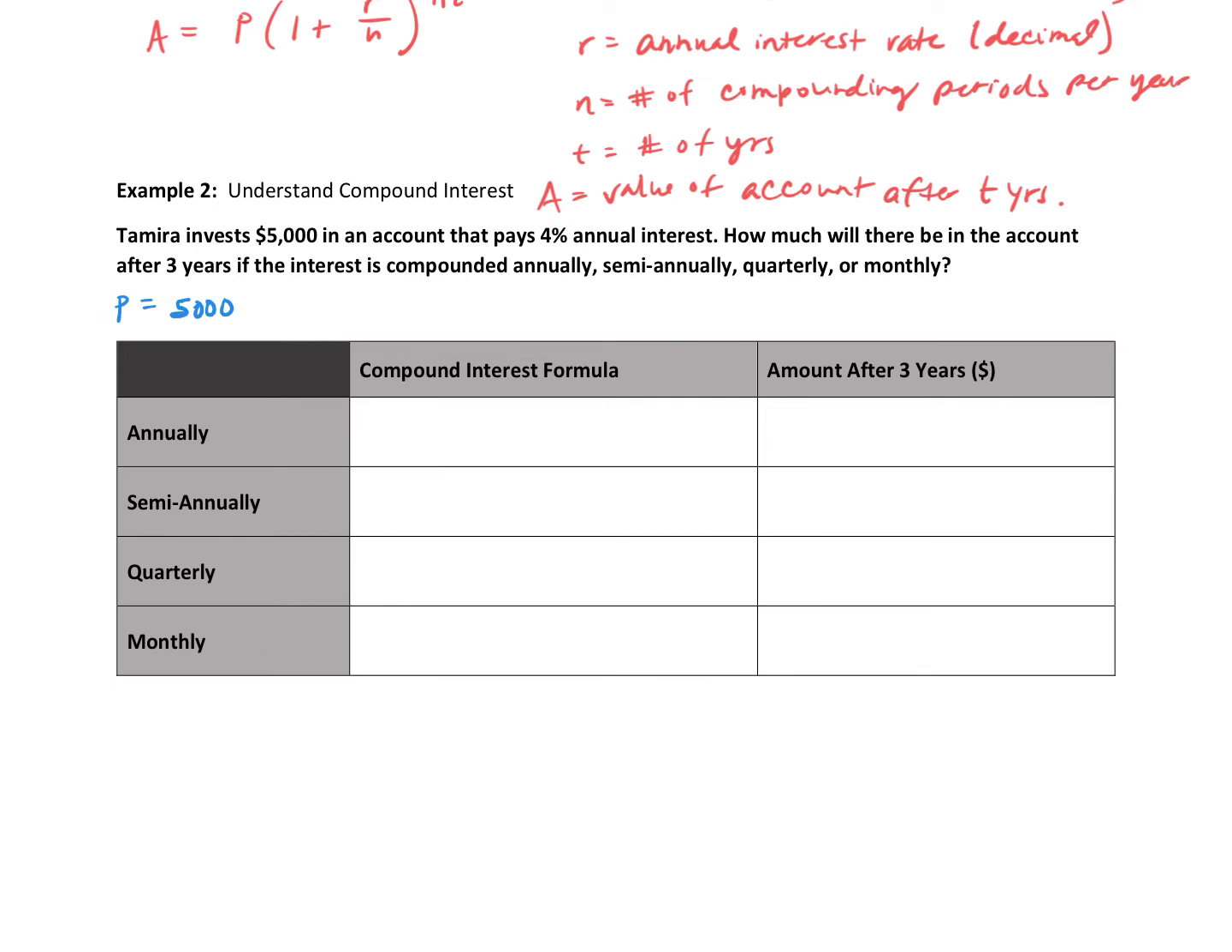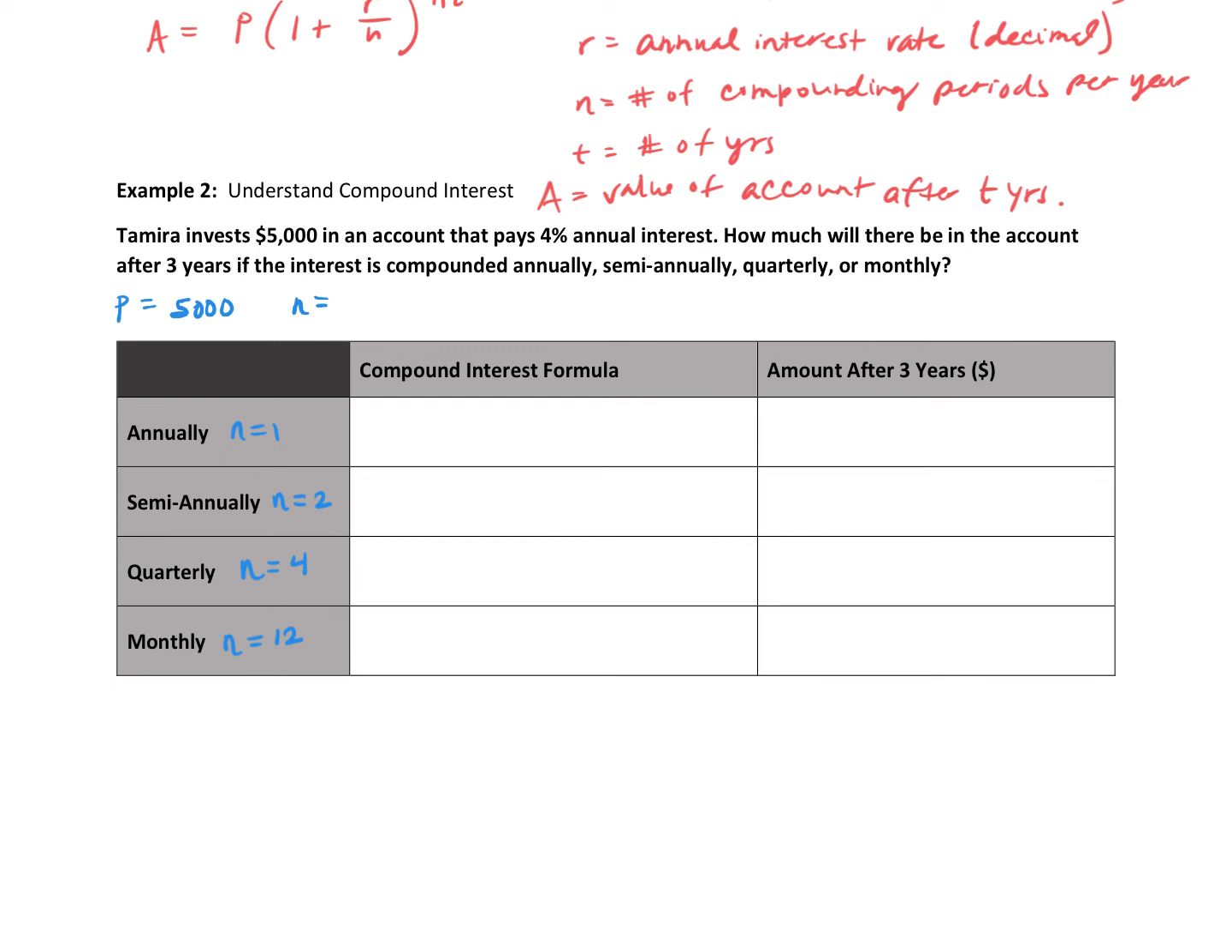What's next? N is the number of compounds per year. So that's going to change. Annual means that N is going to equal 1. We're going to calculate the interest once per year. Semi-annually, N will equal 2, so we're going to calculate interest twice a year. Quarterly, we're going to calculate interest 4 times in a year. And monthly, there are 12 months in a year, so interest will be calculated 12 times in a year. This is our number of compounding periods.